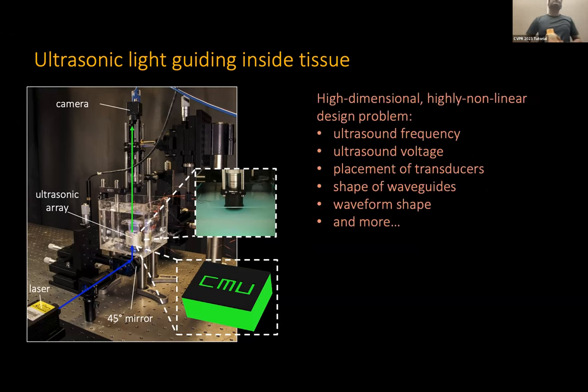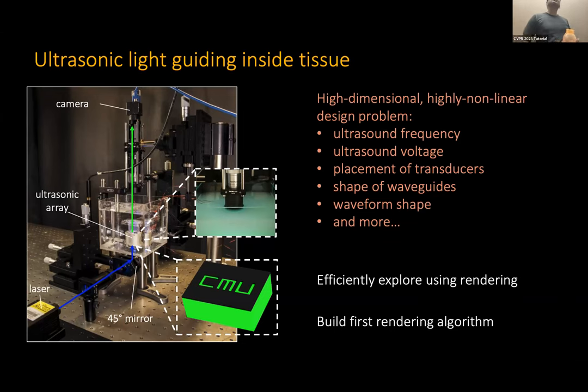Unfortunately, we have a high dimensional problem here because there are several parameters that we can tune: the ultrasound frequency, voltage, the placement of transducers, the shape of the waveguide, the waveform we drive the ultrasound transducers with, and many other parameters. So how can I do an optimal design with so many parameters? Well, the same approach we took in the last two chapters, we are going to take here: explore with the help of rendering. For that, we need to build the very first rendering algorithm that handles both continuous refraction and scattering effects. Does that make sense, the setting of the problem?